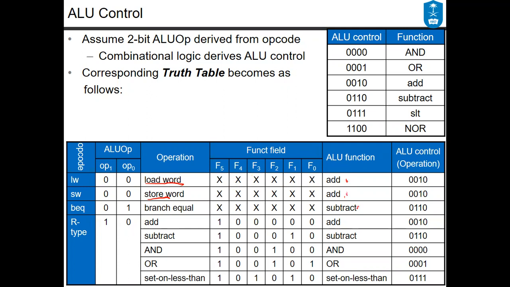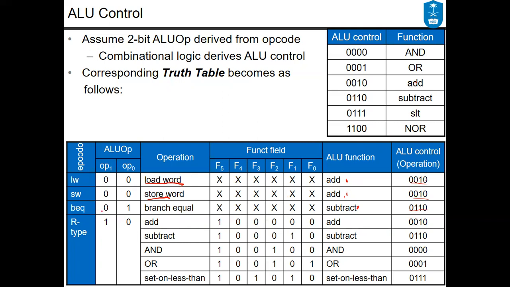And for the branch, you need to use the ALU for subtraction to check the equality of the two registers. So you subtract. If the result is 0, this means the two registers are equal. Now for the add, we know that the ALU control is 0, 1, 0, 0, and this is why we give the ALU control the 4 bits 0, 1, 0, 0. We know the subtract is 0, 1, 1, 0, and this is what we give here.